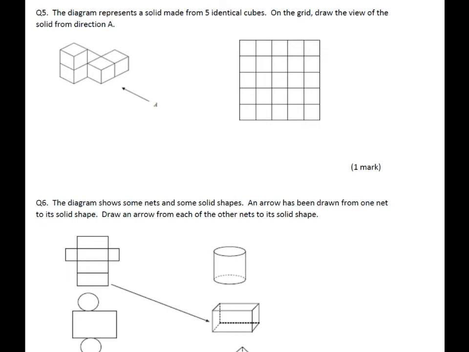Question 5. The diagram represents a solid made from 5 identical cubes. On the grid, draw the view of the solid from direction A. So we're looking at it from this direction, so we can see these 3 across the bottom, and then on the left hand side this one up here. So drawing it on our grid, we've got 3 across the bottom, and on the left hand side the one above. And that's worth 1 mark.